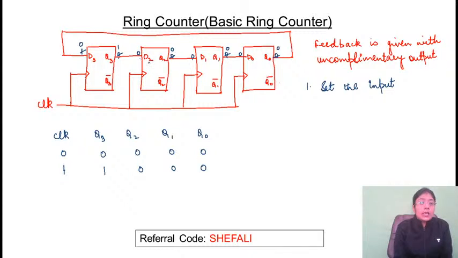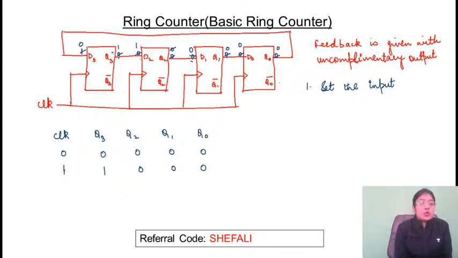यहाँ पे D2 के लिए input क्या आएगी? Whatever is the previous output. D1 के लिए what will be the input? Whatever is the output of the previous one. It comes out to be 0. यहाँ पे input क्या होगी? It will be 0. Now apply the clock pulse.